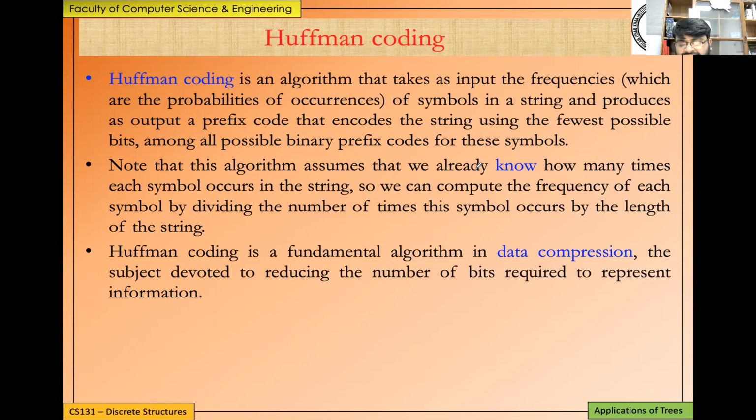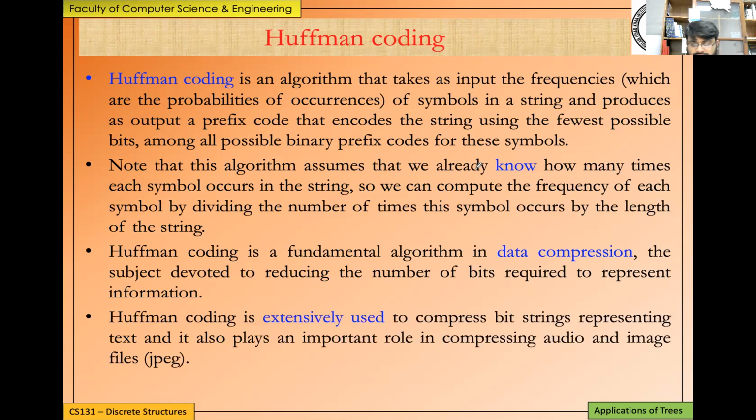And Huffman encoding is a fundamental algorithm in data compression, the subject devoted to reducing the number of bits required to represent information. For example, you might be using JPEG in your images, and this used to be one of the algorithms that was used for the JPEG encoding of images, and that was how the images were transformed into their corresponding bits and transferred. That is exactly what is mentioned here.